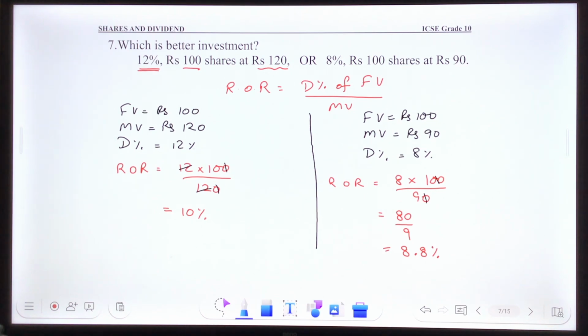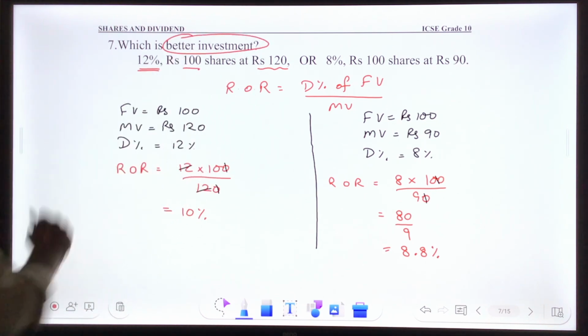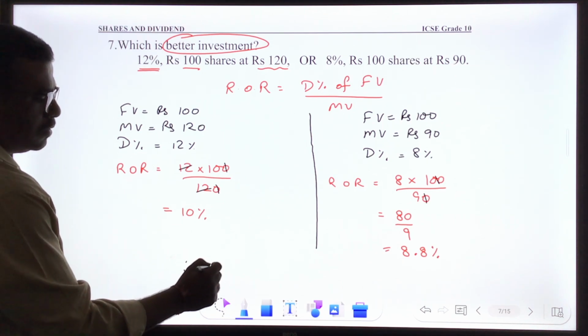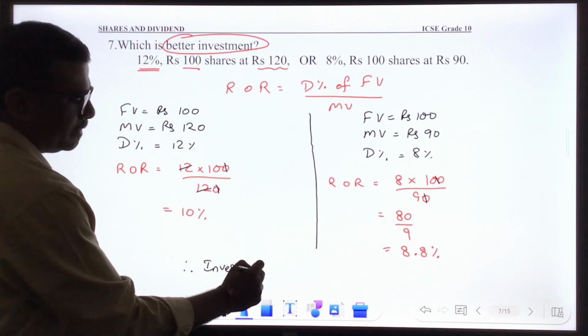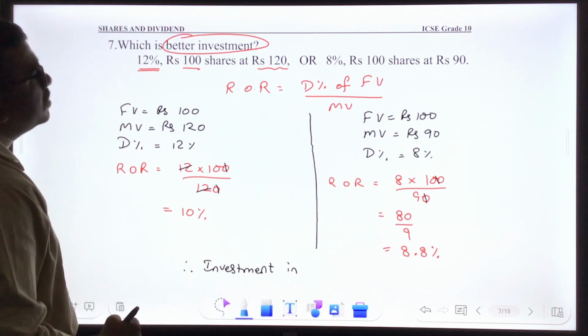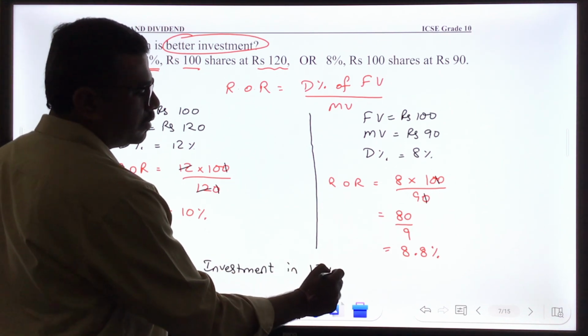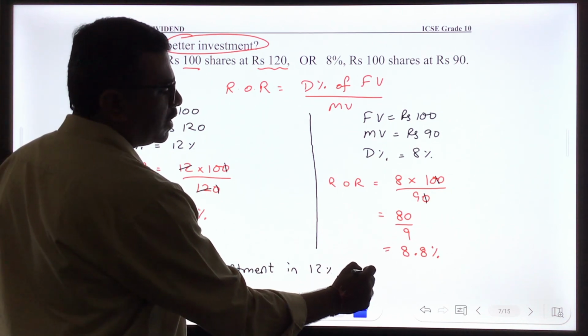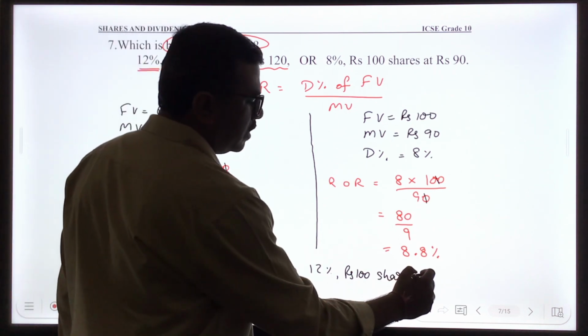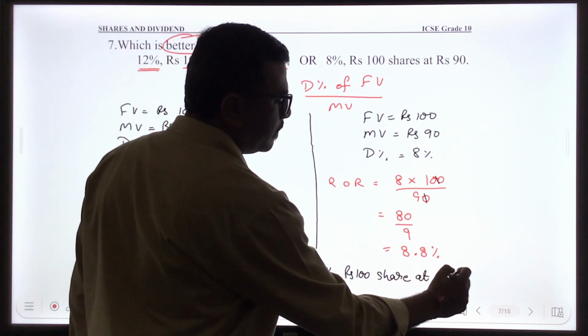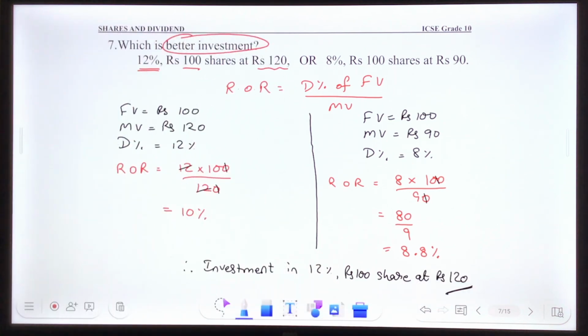So now you can compare which company is giving more rate of return, and accordingly you can decide which is the better investment. So here rate of return of company A is more than company B. So investment in company A, which is paying 12% on rupees 100 shares which are available at rupees 120, this investment is better than the other one.